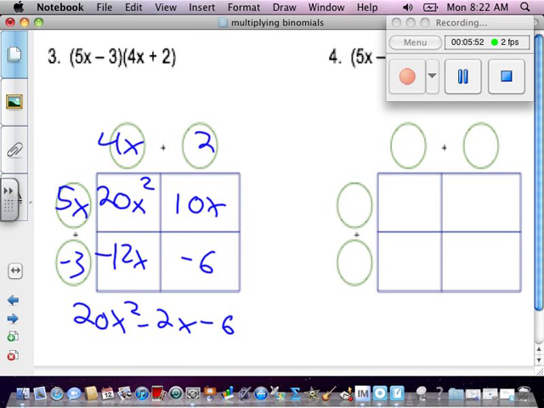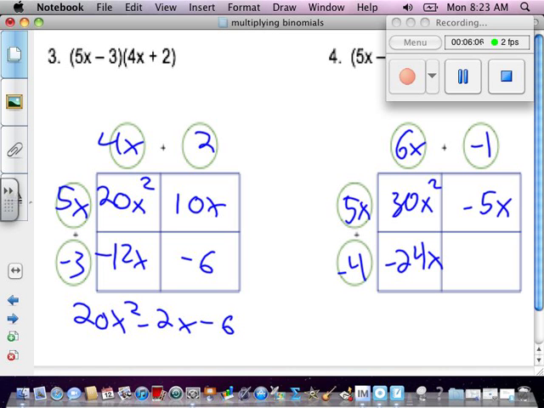Okay, we've got 6x and negative 1. We've got 5x and negative 4. So this gives us 30x squared, negative 5x, negative 24x. I had some people make a mistake right there. And negative times negative gives us a positive 4. So we get 30x squared minus 29x plus 4. Okay, this is gone. I'm going to go to the next page.